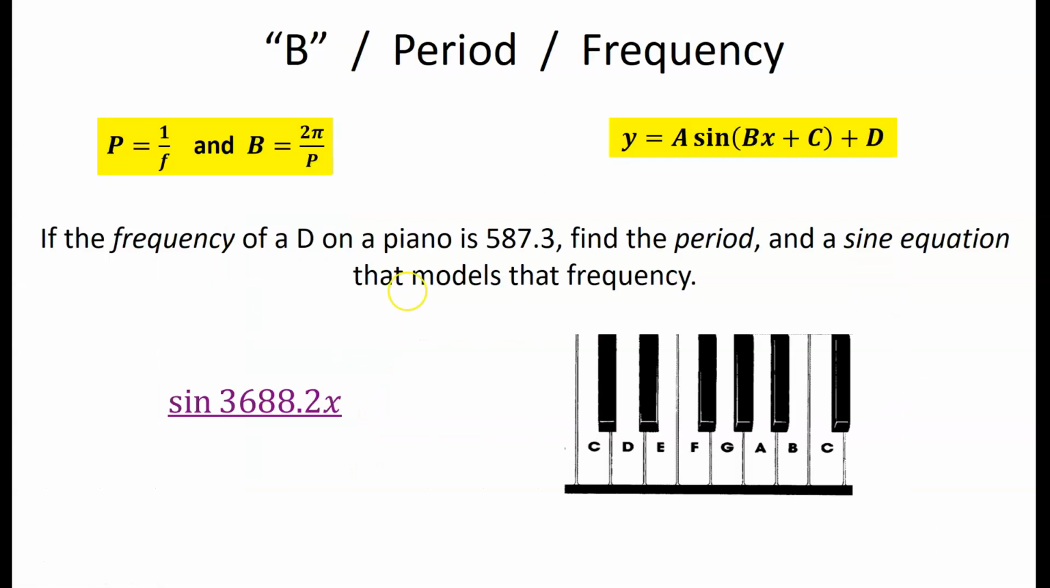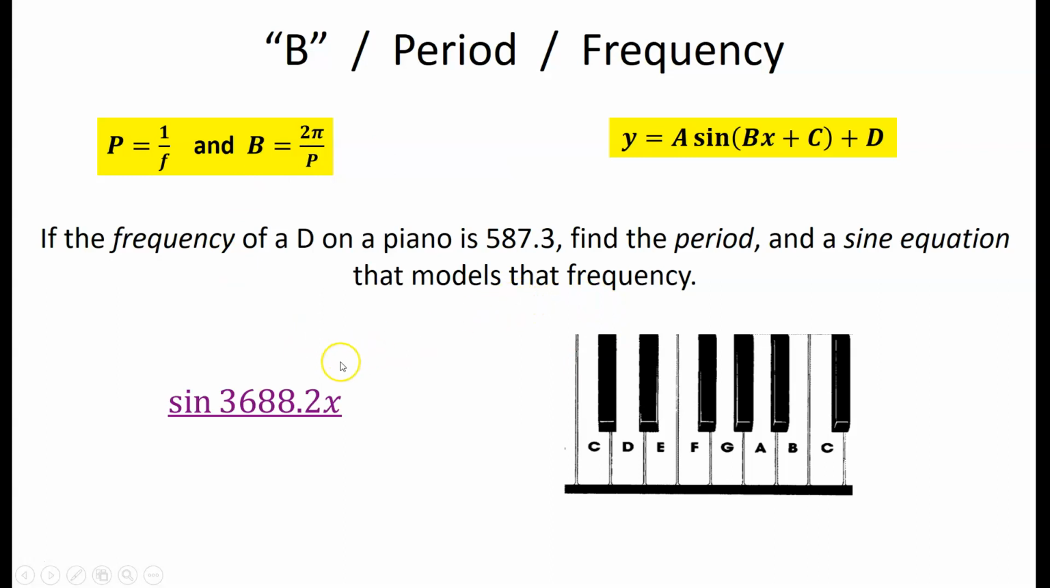Of course, we've been talking about trigonometric wave functions, and we've already seen this before. Here's the general sine wave equation. And of course we've got the formula for getting the period from the frequency, and getting the b, the number that sits right here, when we know what the period is. We went through that calculation already.